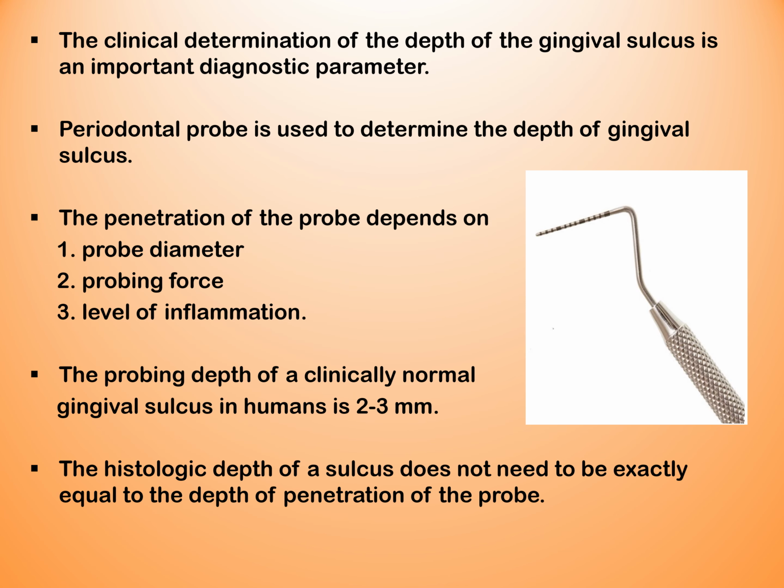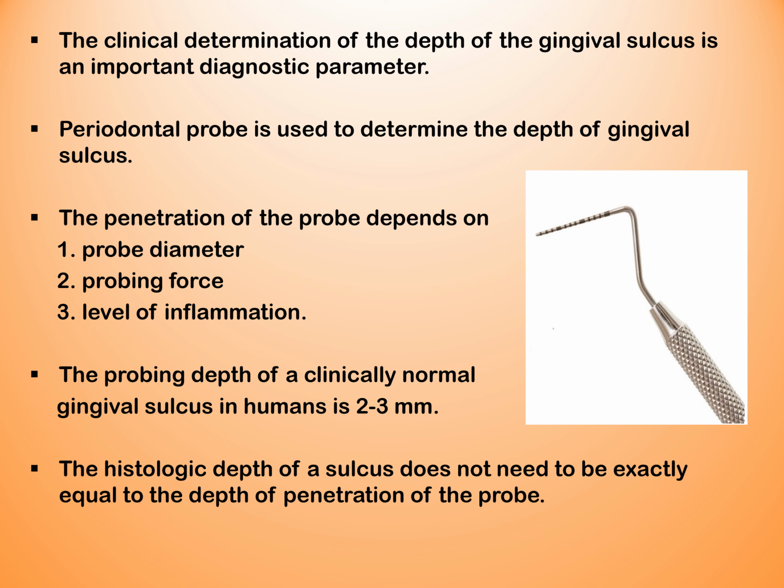The clinical determination of the depth of the gingival sulcus is an important diagnostic parameter to classify whether the gingiva is healthy or not. For this, a periodontal probe is used to determine the depth of the gingival sulcus. The penetration of the probe depends on various factors, that is the diameter of the probe, the force with which the probe is inserted inside the gingival sulcus, and whether there is presence or absence of inflammation.